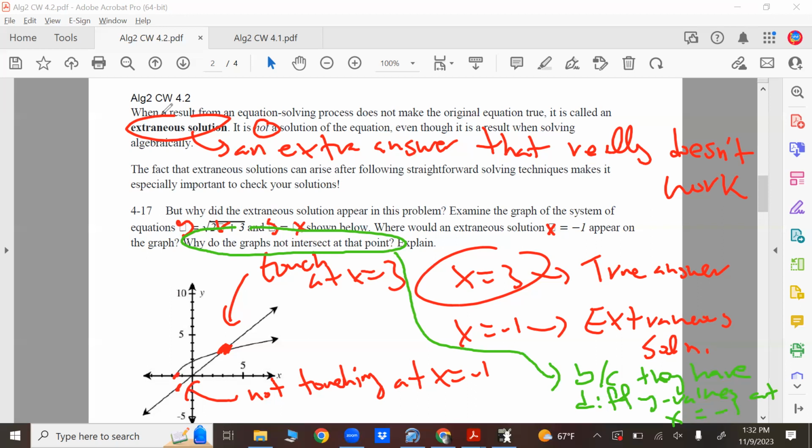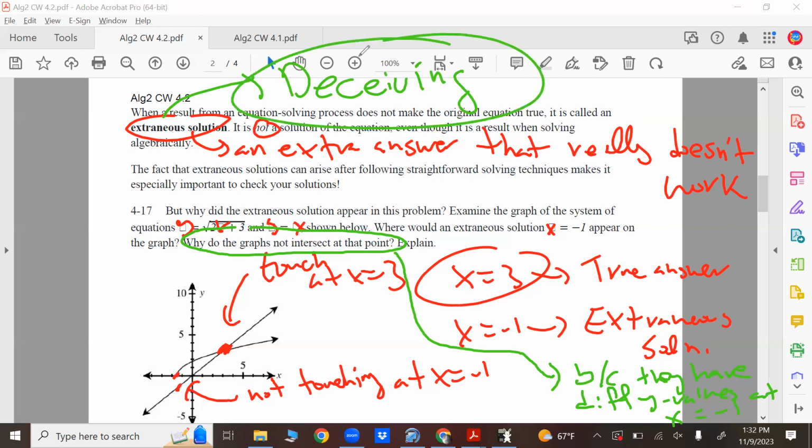So you think of it this way: extraneous solutions are deceiving. Don't be deceived. How do you know it's deceiving? You got to check your work, or graph it. Check your work or graph it.